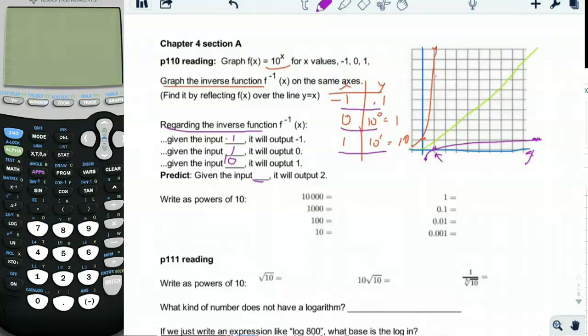If you look at the pattern here, first it gives you 0.1, then it gives you 1, then it gives you 10. So I would predict that to get 2, you would have to give it 100, because each one of these steps is multiplying by 10, right? 0.1 times 10 is 1, 1 times 10 is 10, 10 times 10 is 100. And then here I'm going up by 1: -1, 0, 1, 2. Okay?